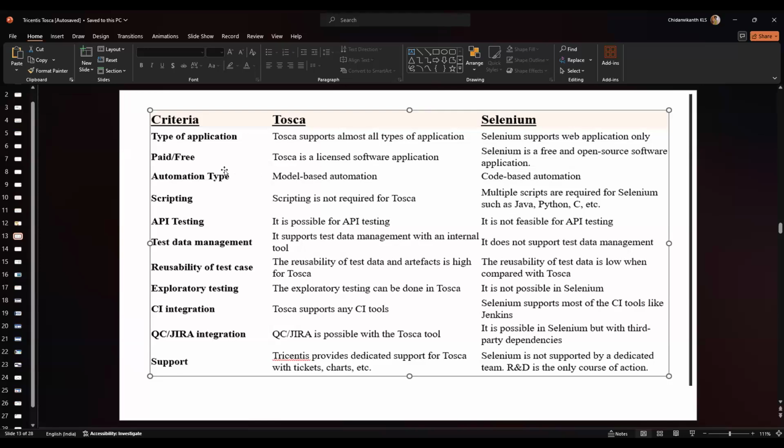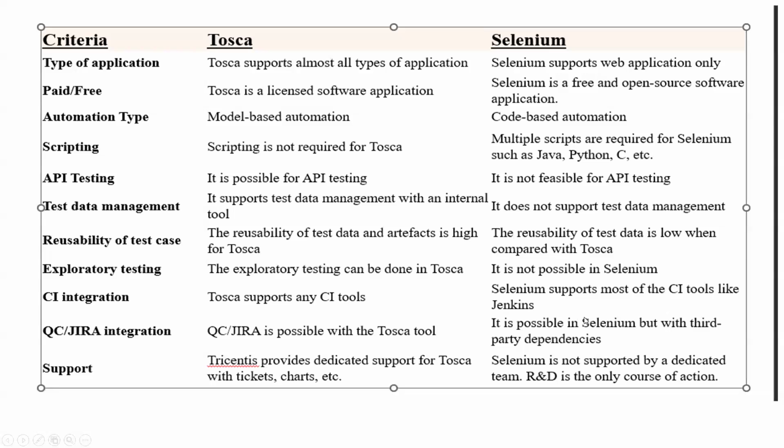Is it a paid tool or a free tool? Coming back to Tosca, Tosca is a licensed tool. Even though it is licensed, because of all the advantages it has, clients are coming forward to understand and take up Tosca and to convert all the manual resources into Tosca resources. Selenium being a free and open source tool still has a market. There are still people using Selenium. And here the automation type is model-based automation. In the coming slides, we'll understand what this model-based automation is.